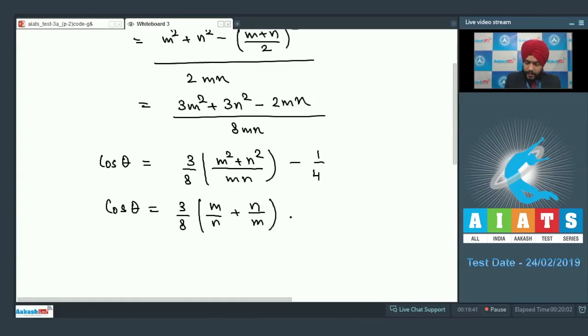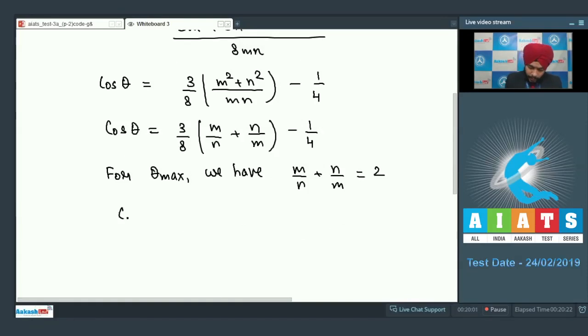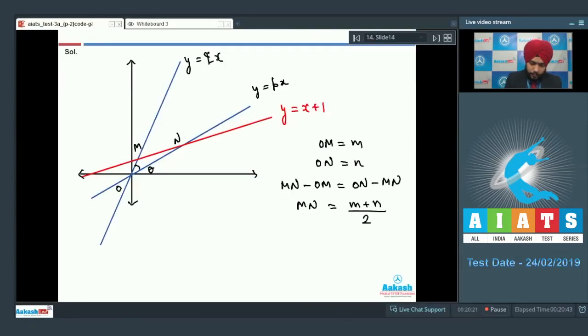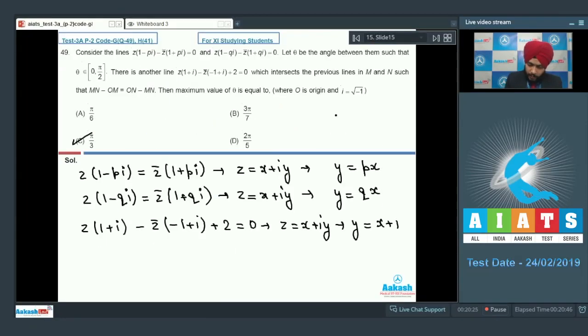So students, m and n are lengths, so they are positive numbers. For theta maximum, we have m upon n plus n upon m to be minimum, because if the value increases, theta decreases. If value decreases, theta increases. So minimum value is 2 by AM-GM inequality. So what is cos theta, where theta is theta max? It is 3 by 8 into 2 minus 1 by 4, which is equal to 1 by 2. Cos theta max is 1 by 2. So what is theta max? Theta max is pi by 3, that is 60 degrees. Pi by 3, answer is option number C. Let us move on to the next section.